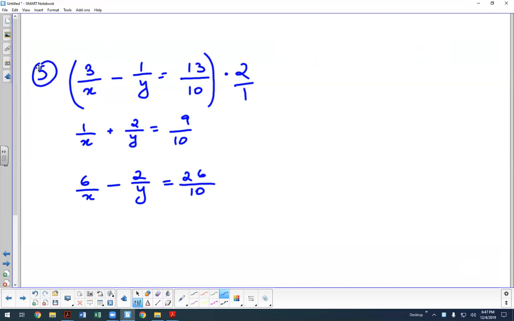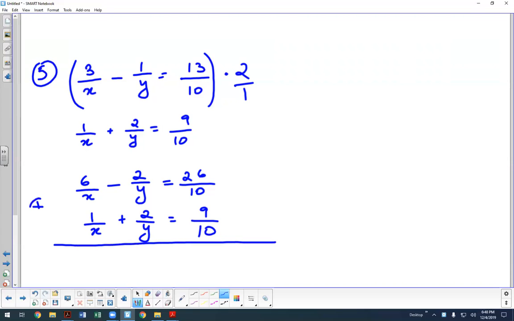Don't reduce that fraction because my second term also is 9 over 10, so if we can keep the same denominator, we can work with those terms easily. So second equation, we're keeping it as it is, 1 over x plus 2 over y equals 9 over 10. And now we are ready to add both these equations.